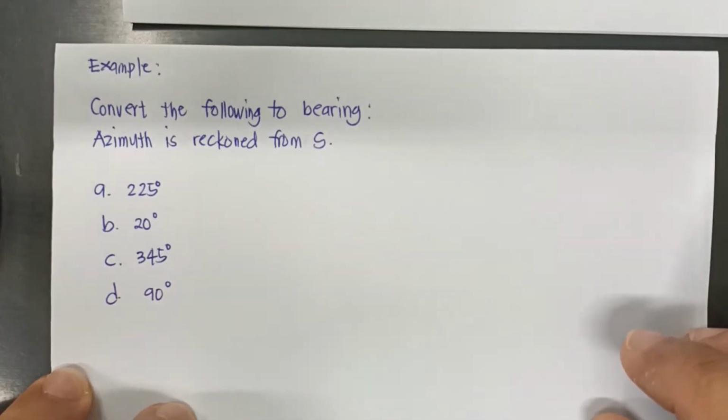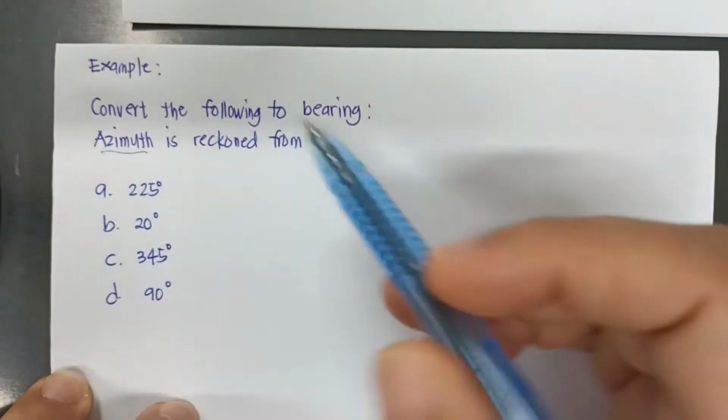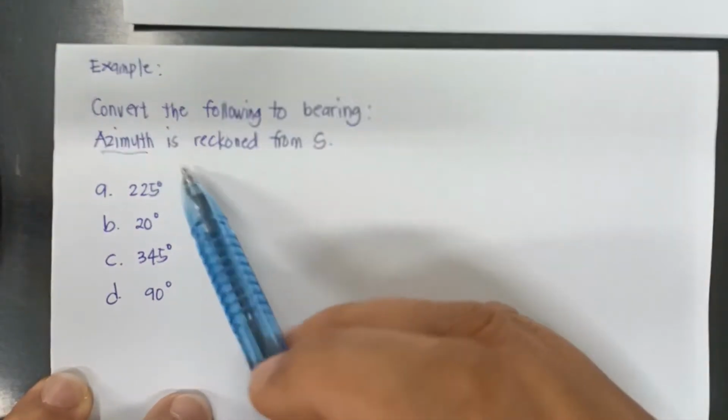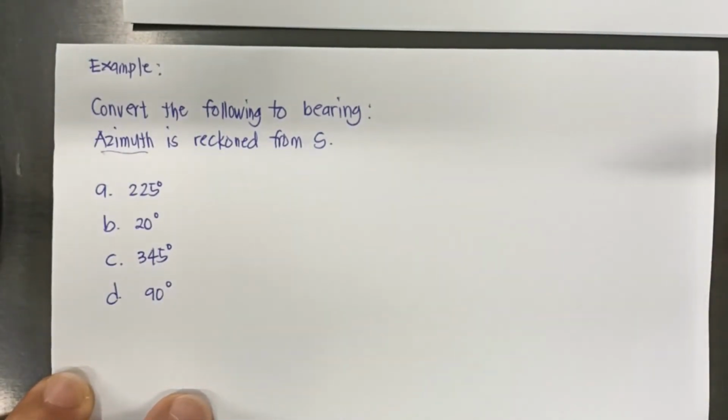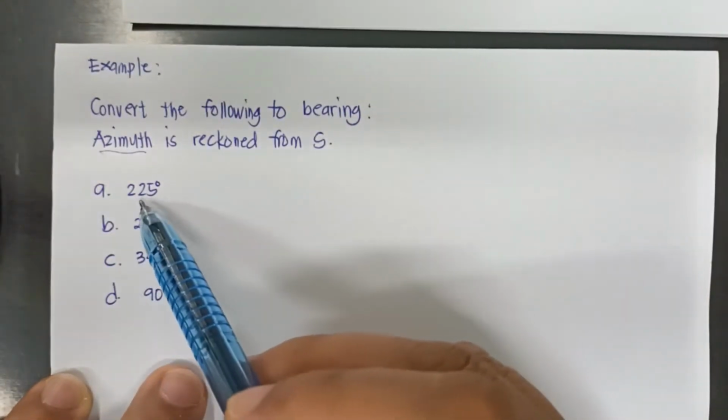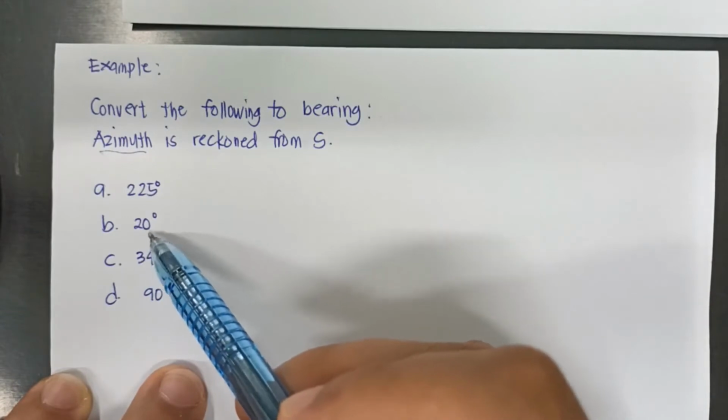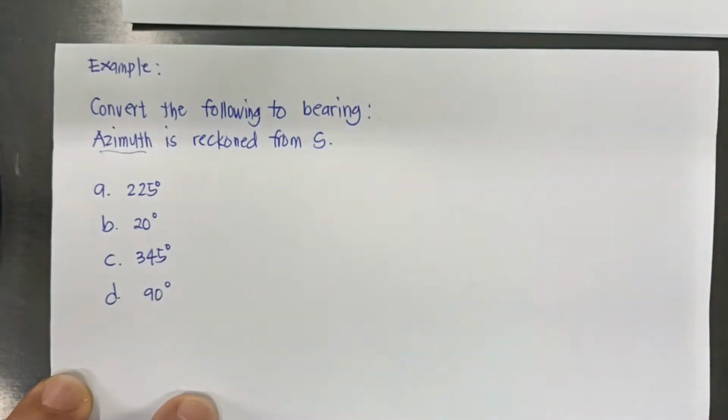Example: compute the following azimuths into bearings. Note that azimuth is reckoned from south. In other books, especially by international authors, azimuth is referred from the north branch of the meridian. However, in the Philippines, when you submit land surveys to the DENR, the concerned authorities, we reckon the azimuth from the south. We have azimuths 225 degrees, 20 degrees, 345 degrees, and 90 degrees.